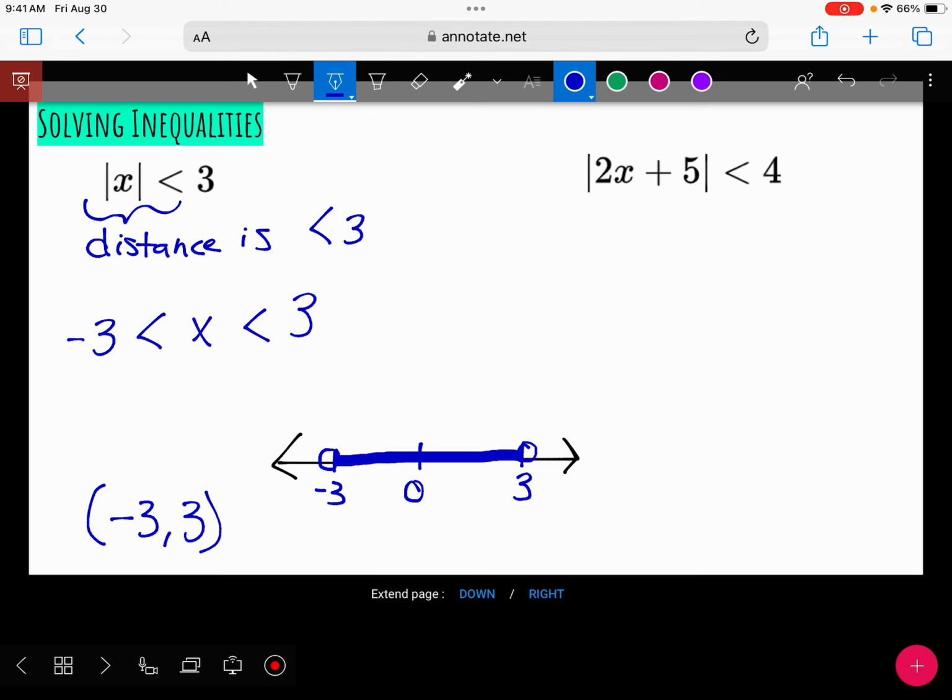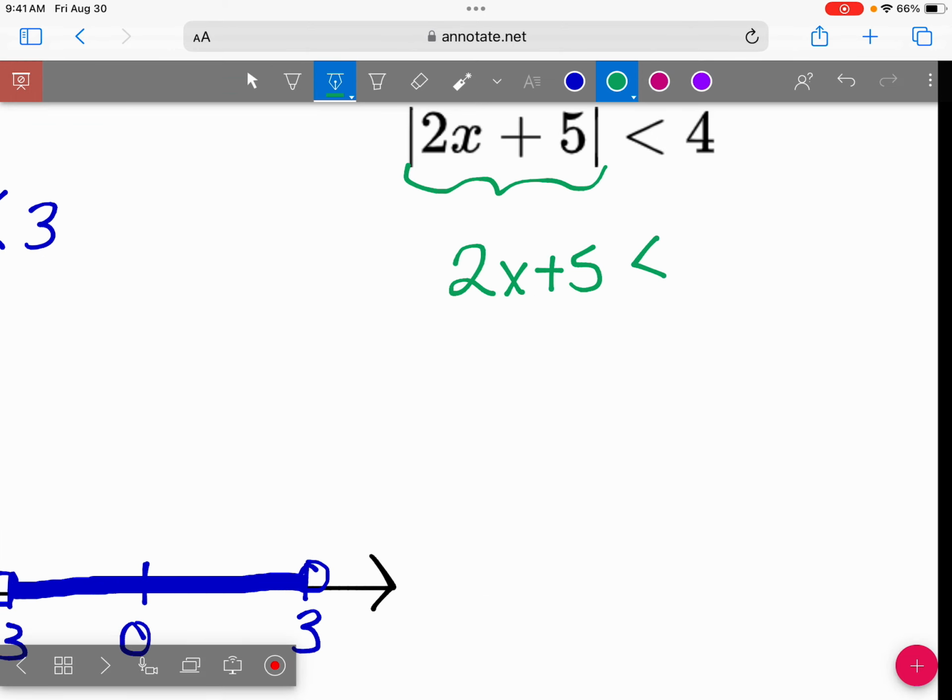All right, so let's do one that's a little bit more complicated. The one on the right. Absolute value of 2x plus 5 is less than 4. So we know that this distance has to be less than 4. So that chunk, my 2x plus 5, is going to exist between 4 and negative 4. So we're building one of the weird sandwich ones that we started with today.